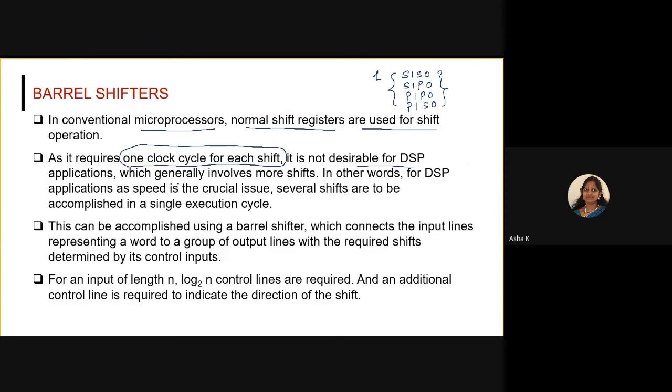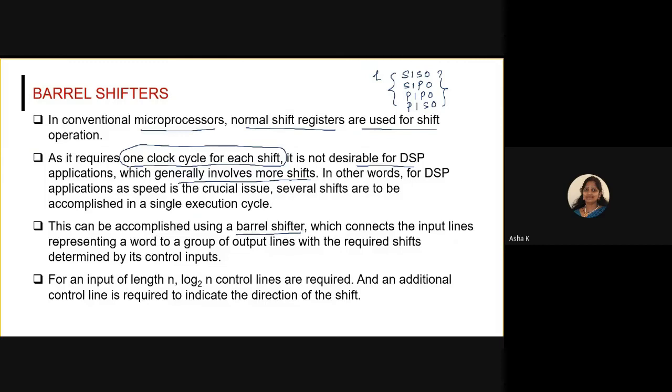A normal shift register generally involves more shifting operations, so the clock cycles required are more, and speed is crucial. Speed is a very important parameter in the case of DSP architecture. To get a good speed of execution of the instruction, we go for the barrel shifter. So this is about the barrel shifter.